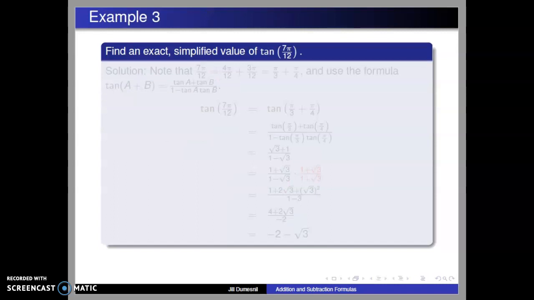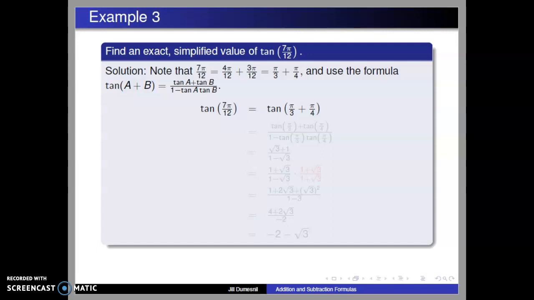Now let's use the addition formula for tangent to find the exact simplified value of tangent of 7 pi over 12. Again, we notice that this is not a special value angle, but we can rewrite 7 pi over 12 in terms of special value angles. In particular, we notice that 7 pi over 12 equals 4 pi over 12 plus 3 pi over 12, which is actually pi over 3 plus pi over 4. So now we can use the addition formula for tangent that we just derived.